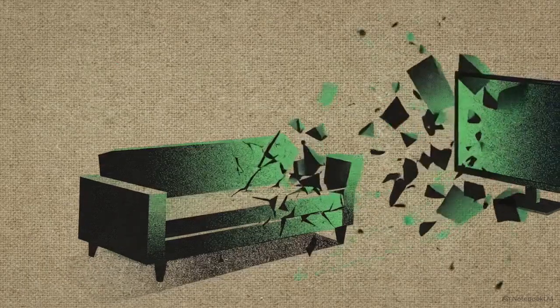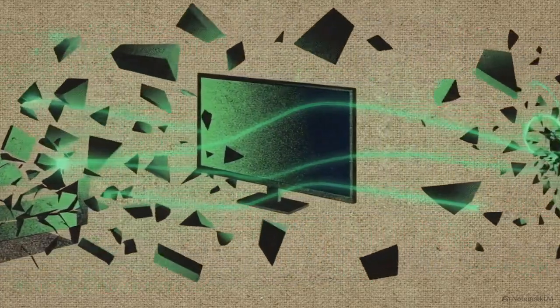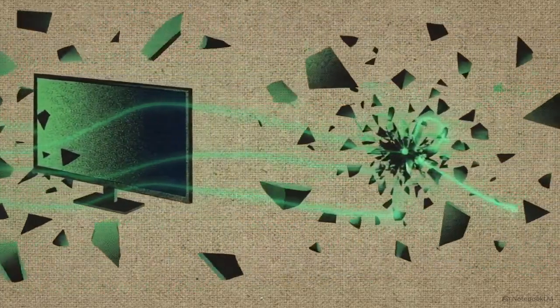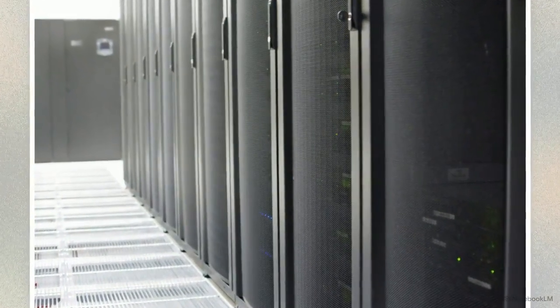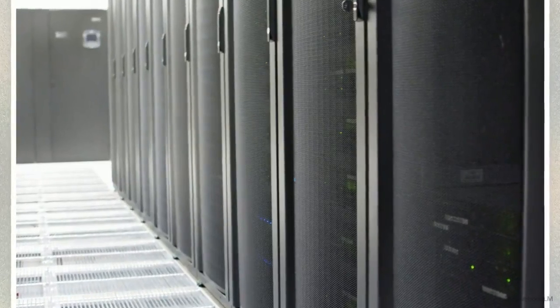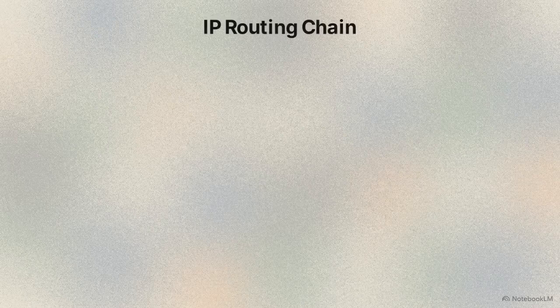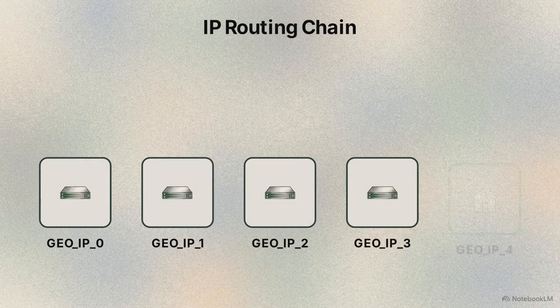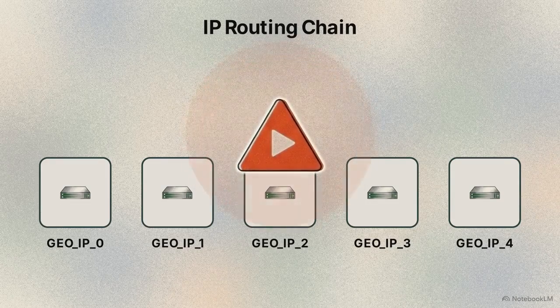We eventually reach the final stage of fraud, outright fabrication. In this scenario, the viewer and the TV do not exist. Most CTV ads use server-side ad insertion, or SSAI. Here, the ad is stitched into the video stream at a data center before being sent to the viewer's home. This chart shows an ad's IP routing chain. A real ad must eventually reach a household residential IP. In fraudulent campaigns, this residential IP is entirely missing. Every node is just a data center server, proving the ad never reached a real home.